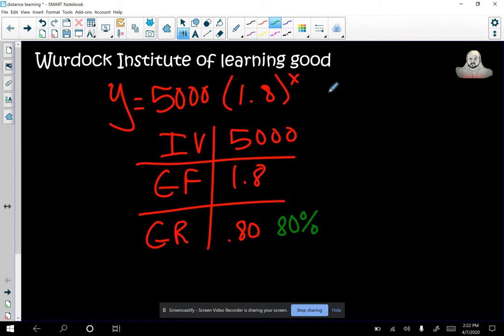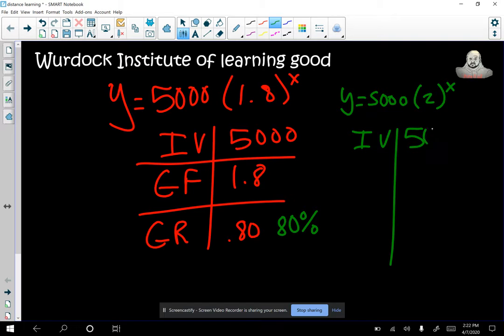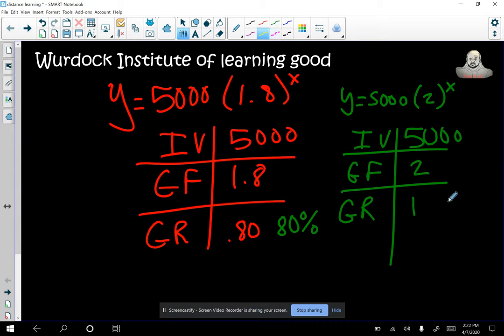And here's why. In the same similar situation, you start with 5,000 and you have the number 2 here. Your initial value is 5,000. Your growth factor is 2. And again, if I subtract 1 from this, I get the number 1. And what that means is, to write that as a decimal, the number 1 is, as a percent, 100%.